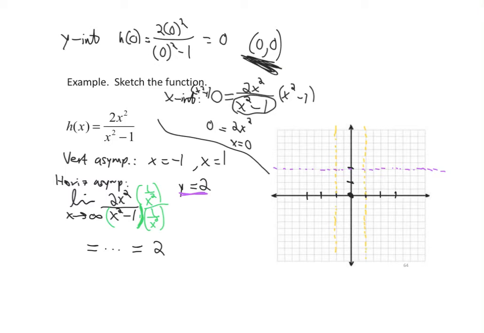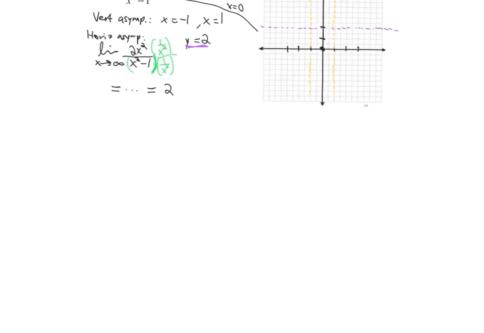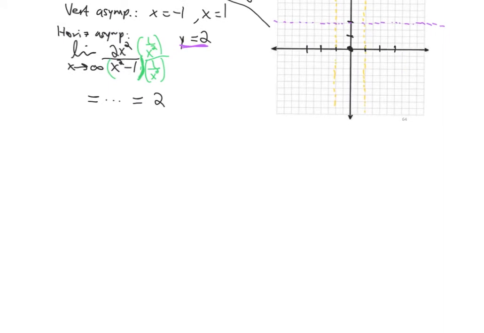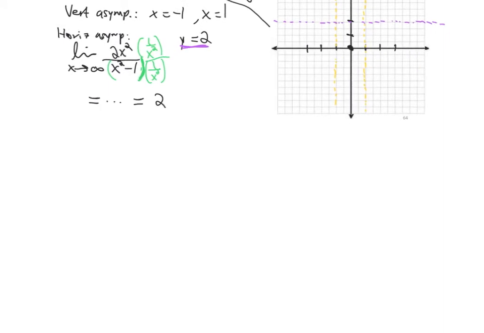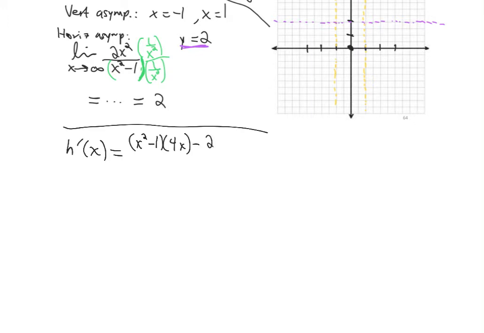Now that we have that out of the way, we want to do some calculus to figure out other properties. Okay. So first derivative, what's the first derivative going to tell us? Well, let's take the first derivative first. So for h prime of x, we're going to need to do quotient rule. So it'll be bottom times derivative of top minus top times derivative of bottom all over the bottom squared.